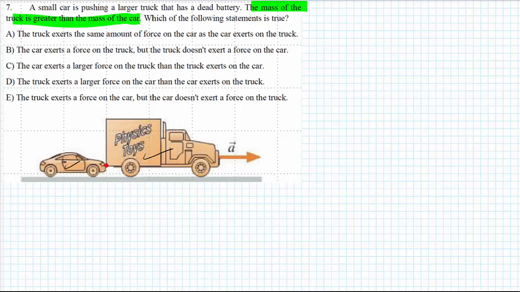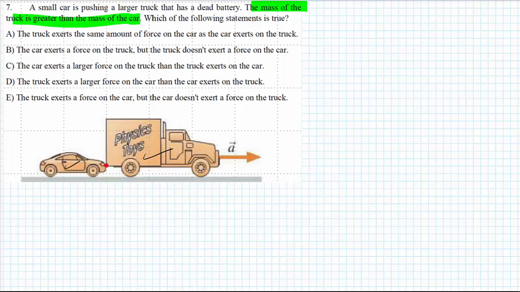Number B, the car exerts a force on the truck, but the truck doesn't exert a force on the car. Number C, the car exerts larger force on the truck than the truck exerts on the car. The car exerts more force on the truck. Number D, the truck exerts larger force on the car than the car exerts on the truck. And number E, the truck exerts a force on the car, but the car does not exert a force on the truck.